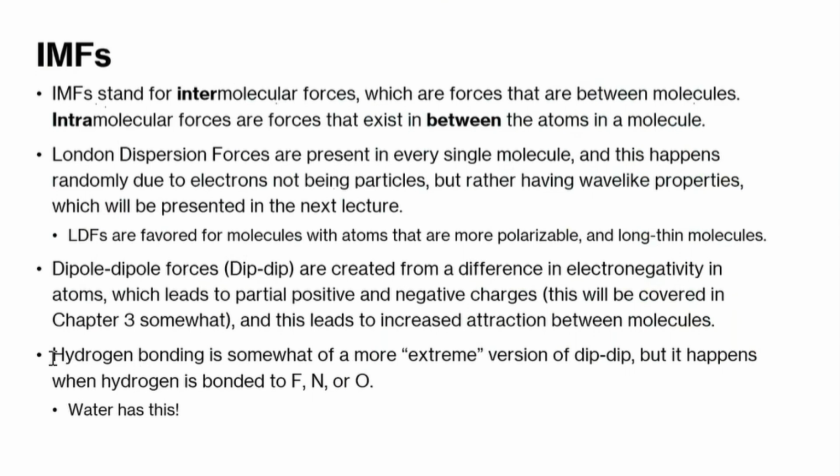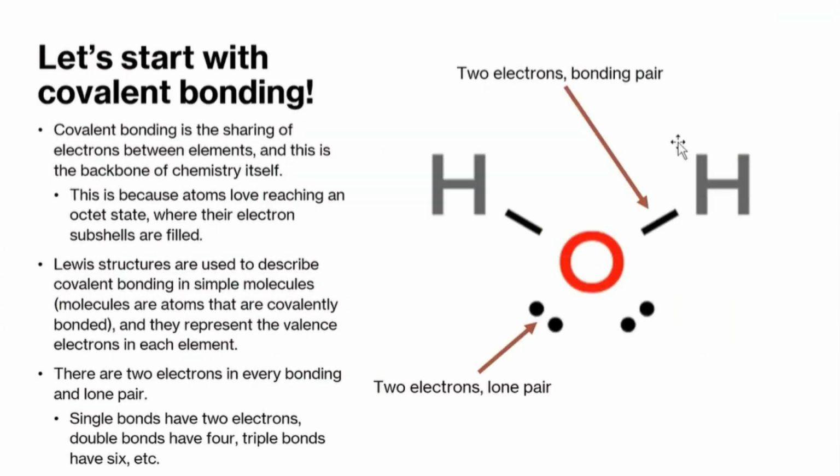And then we move on to hydrogen bonding. You can think of it as somewhat of a more extreme version of dipole-dipole. It happens when hydrogen is bonded to fluorine, nitrogen, or oxygen. Going back to this example, we have water right here. You can see we have the hydrogens bonded to the oxygen. So this will have hydrogen bonding.